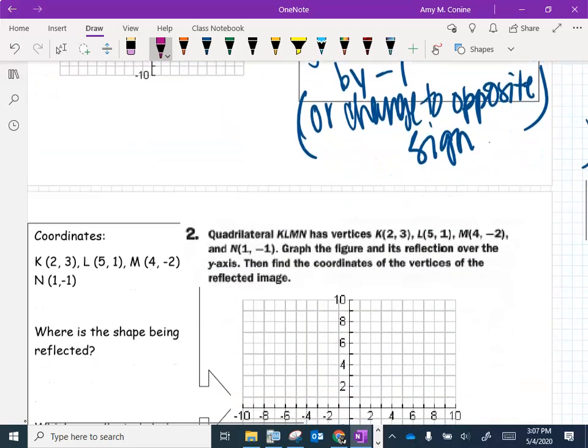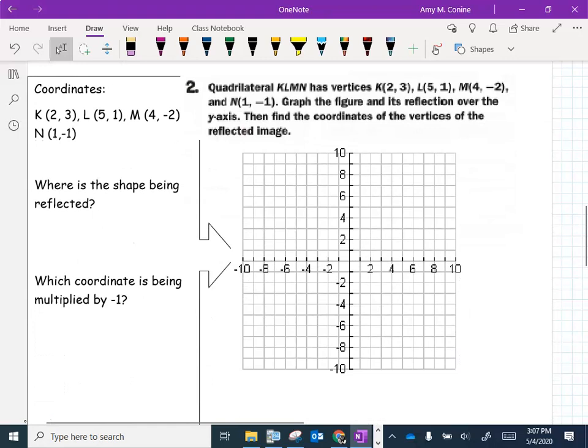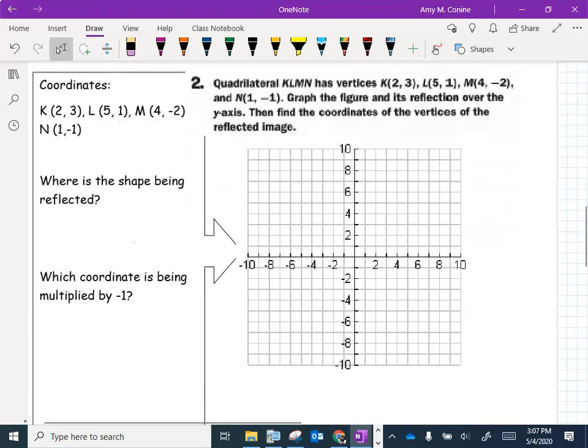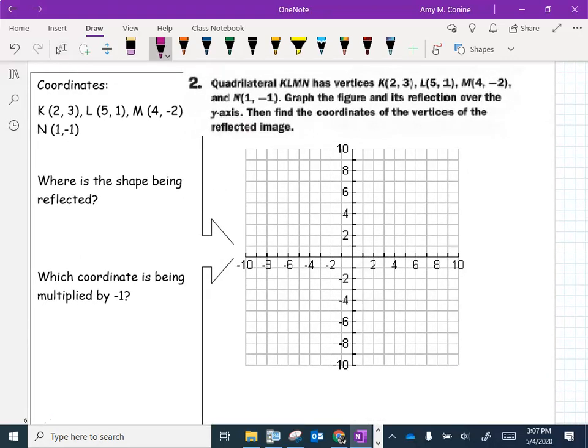Okay, now our second one, we have a quadrilateral KLM. It has vertices of K, L, M, and we graph the figure and its reflection over the y-axis, then find our new coordinates. So go ahead and put your quadrilateral on your graph.